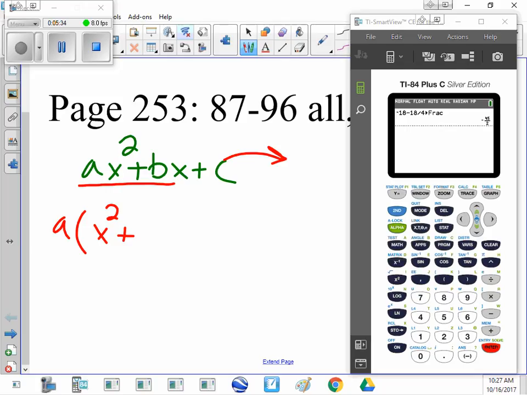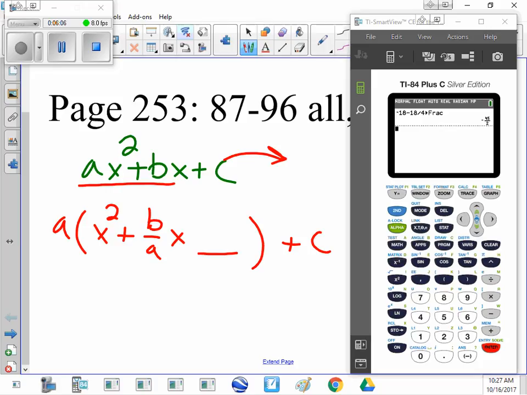So if it were an 18 in the middle, and I pull out a 3, how would I get that middle number? 18 divided by 3. So if it was 18 and I pulled out a 1/3, what would I do? 18 divided by 1/3, which ends up being times. So how do I pull an a out of a b? B over a. So b over a x, leave a space, plus c.